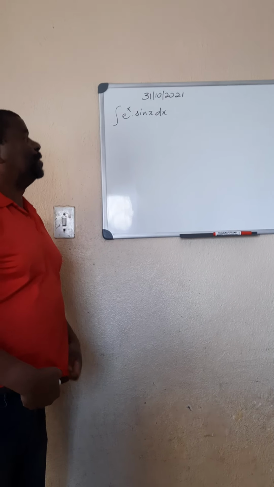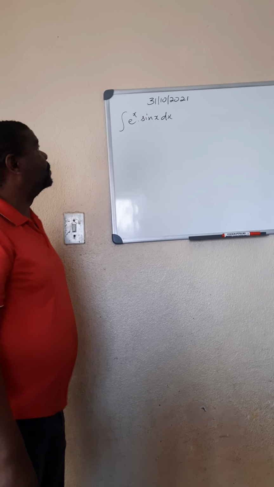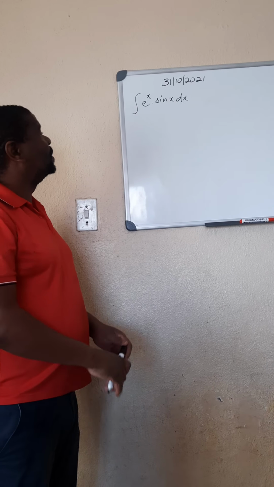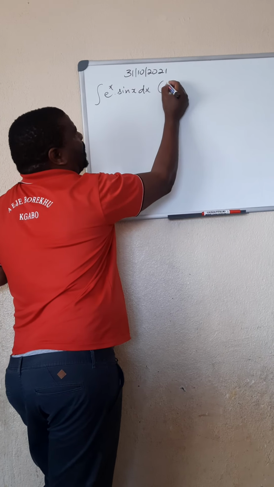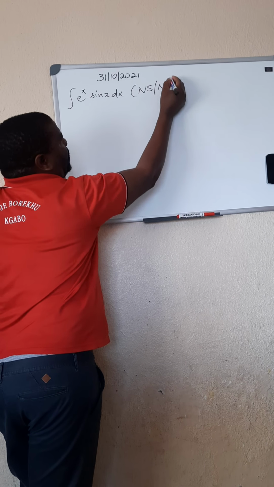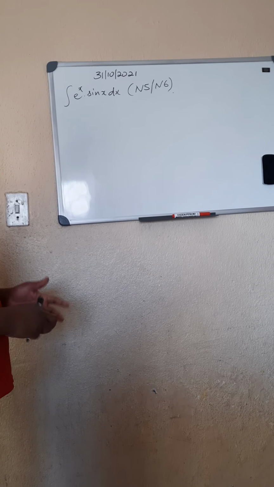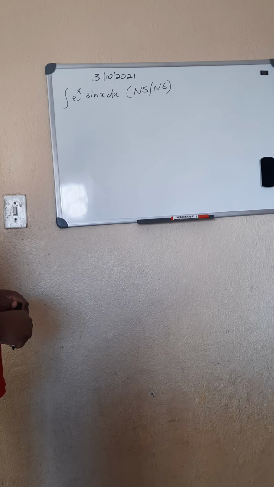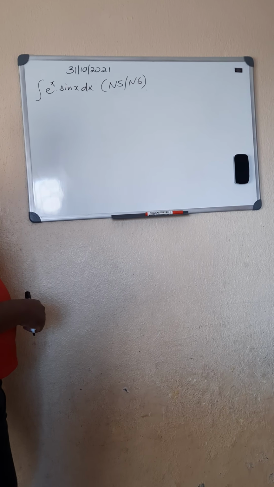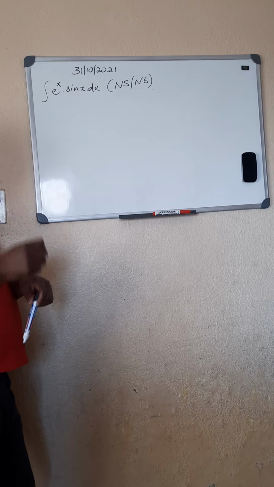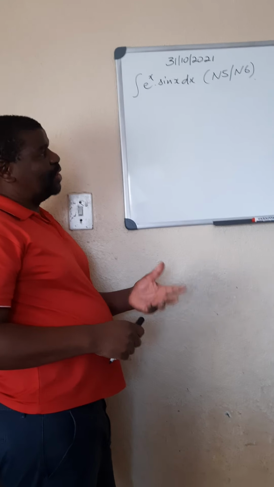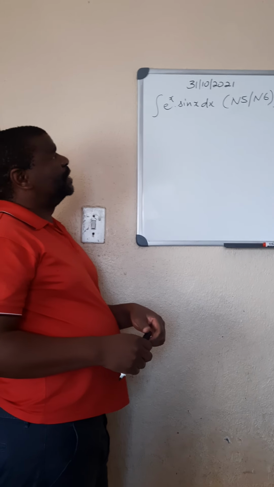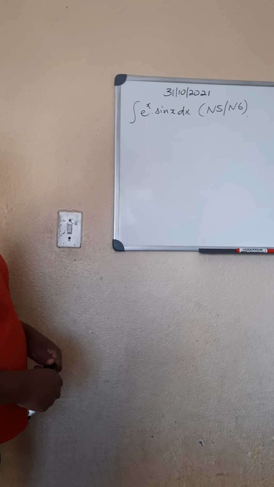Let's do this problem on the 30th of October, of course 2021. Let's look at this problem. I would believe that this can either be an N5 or an N6 problem. It can fall within the two levels. Why do I say that? Because it just got this other little element which makes it so special when I look at the e to the exponent x by sine x.